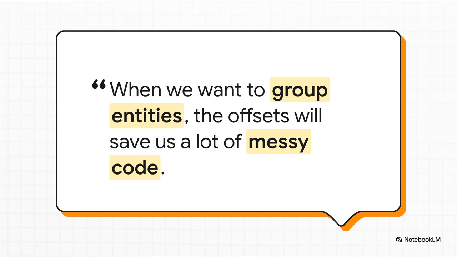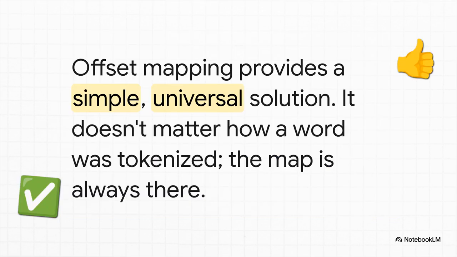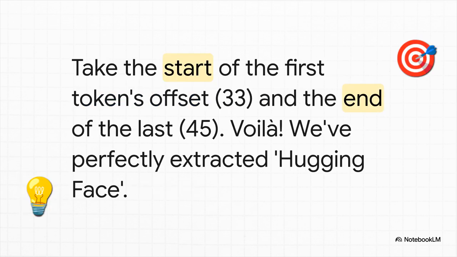And you have no idea how important this is. Seriously, imagine trying to write code to piece home, hugging, and face back together. It'd be a total nightmare. You'd have all these weird rules and it would probably break the second you tried a different model. But offsets, they just make it simple. It's this beautiful, universal solution. It doesn't care how a word got split up, the map back to the source is always perfect. So let's take Hugging Face. It gets split into a few tokens, right? No problem. We just grab the starting number from the very first token's offset and the ending number from the very last token's offset. And voila, you've perfectly lassoed the original text Hugging Face.